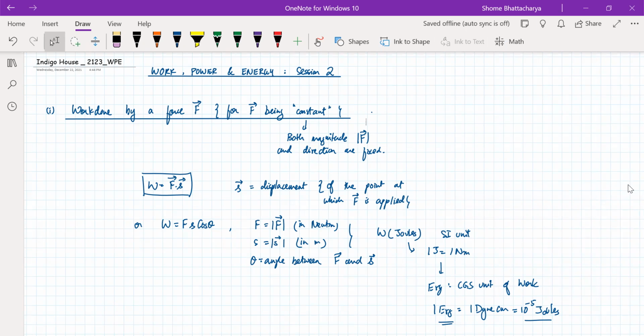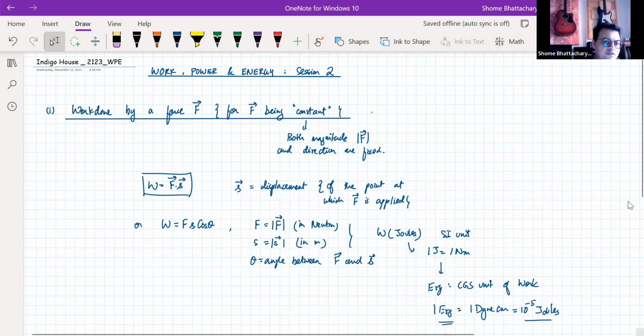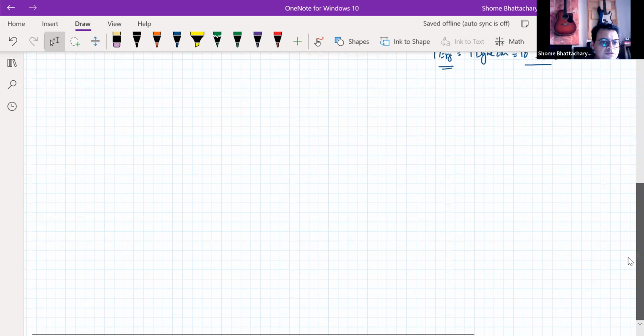Sir, I didn't understand how to solve the integration method that we did last time. So can you just take a recap? We'll look at more examples.